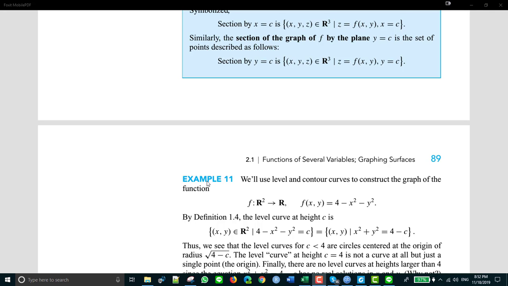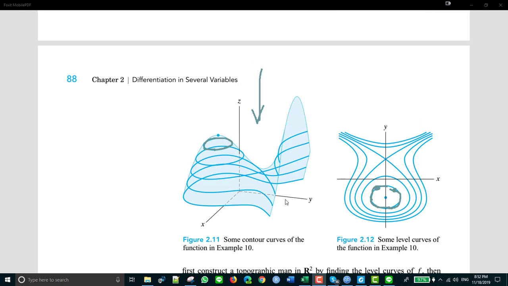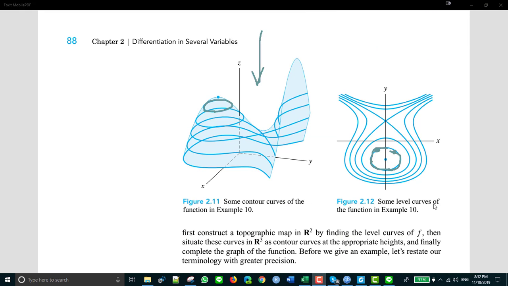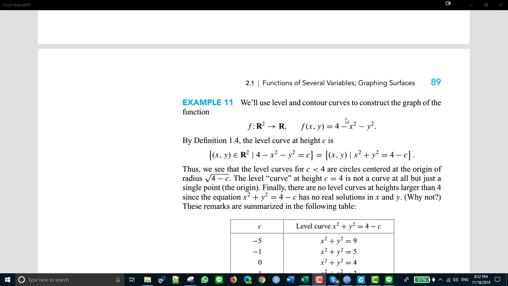Okay, so example 11 is they're going to try and make a drawing. They're going to construct the level curves and then the contour curves, and then try and figure out what the graph looks like. So we'll use level curves and contour curves to construct the graph of this. What does this look like is the question.